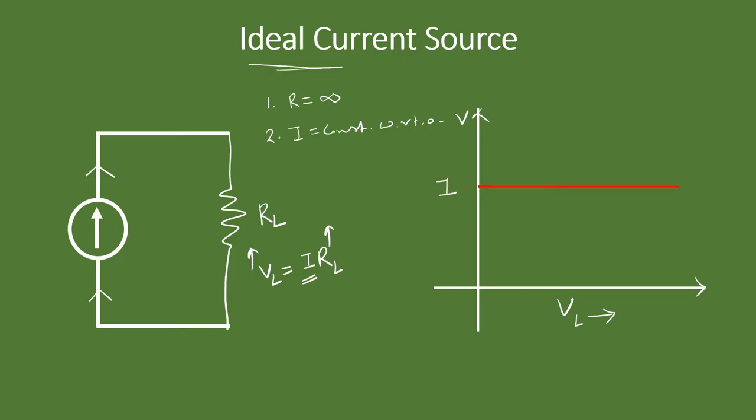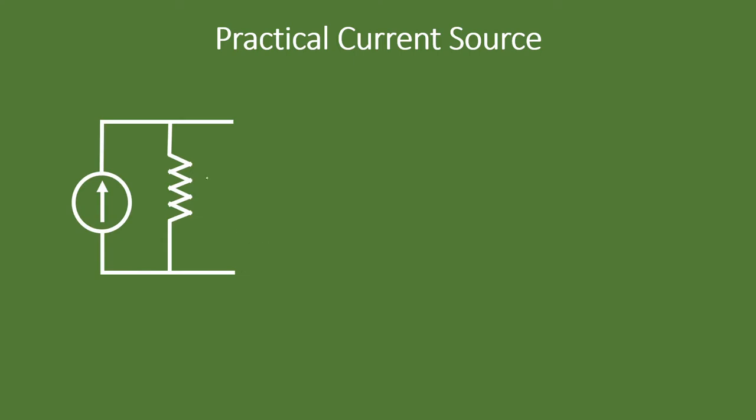But in real life, the current will decrease. So, in a practical current source, you can see there is a resistance in parallel with the ideal current supply. Now, this internal resistance, ideally it is infinite, but in the practical case, it is not infinite, but is very high. Normally, the order of this internal resistance is of mega ohm order. Now, let me put an external load resistance here, RL. So you can see this whole thing is now the current source, right? And this is the load resistance.